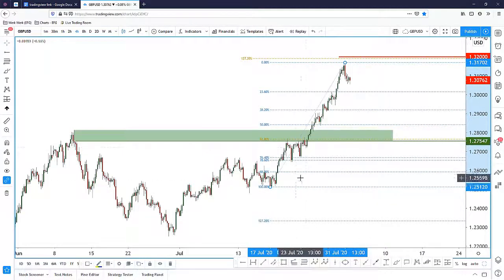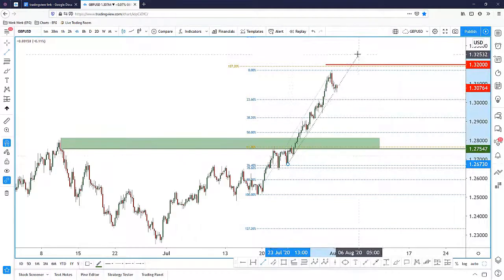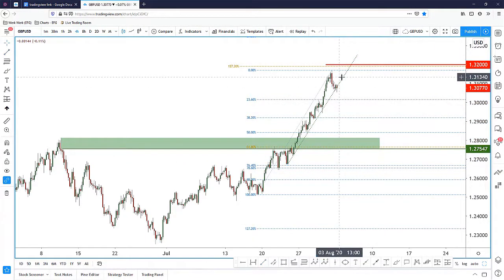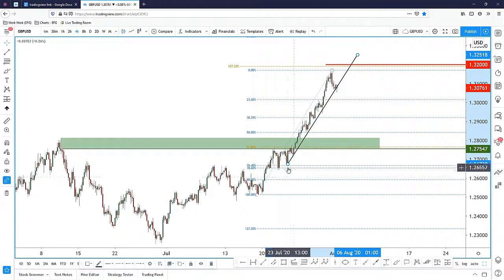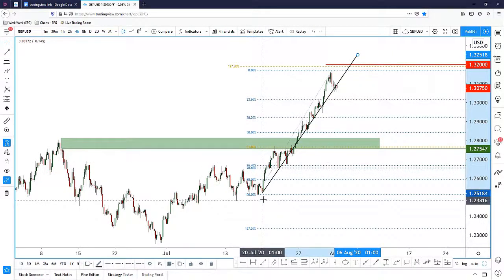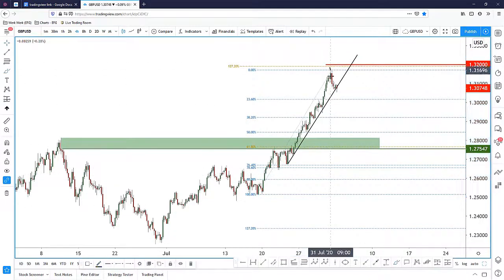Before I select the 61.8, I want to show you guys that with this strong up push, if you draw a strong trend line, say starting from somewhere here, I'm actually waiting for this trend line to break. A break of this trend line on the intraday, we can definitely go short towards the 61.8.